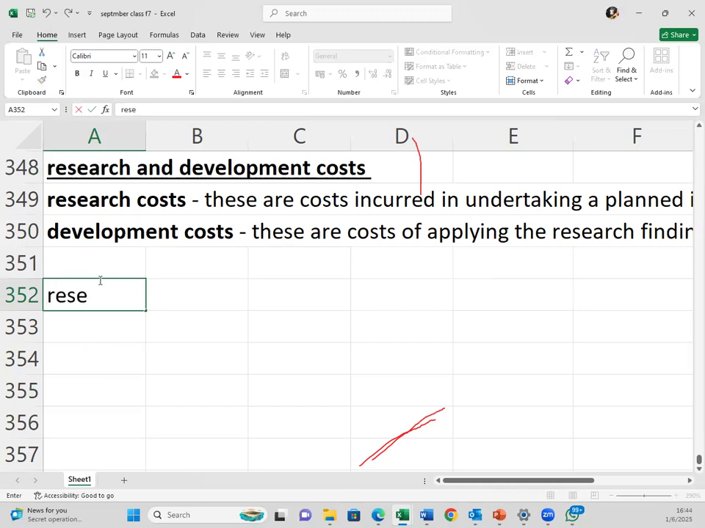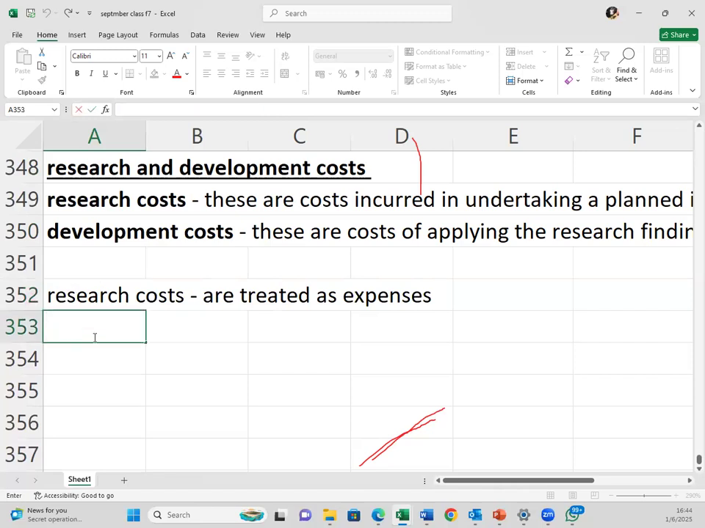Research costs, those costs you incur going into the field, finding out, conducting your research, are treated as expenses. These are expensed. So that's an easy treatment. Just go to expenses, you include your research costs.